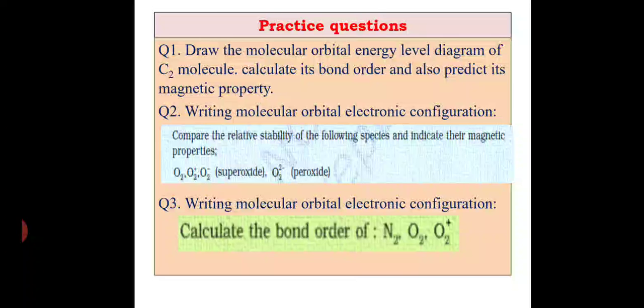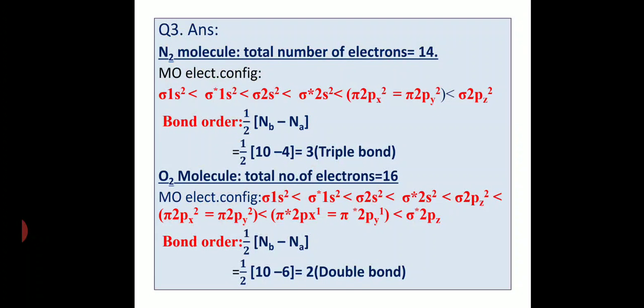Next, writing molecular orbital electronic configuration and comparing the relative stability of the following species, right? So first you should know how to write down the electronic configuration, as I have already given some examples. Then calculate bond order, right? We know the important point that the greater the bond order, the greater the stability of the molecular ion. So in this way you calculate and compare bond orders and predict the relative stability of these molecules. Then the last question, you can easily calculate the bond order of these molecules. Here I have solved it for you, you can practice like this.